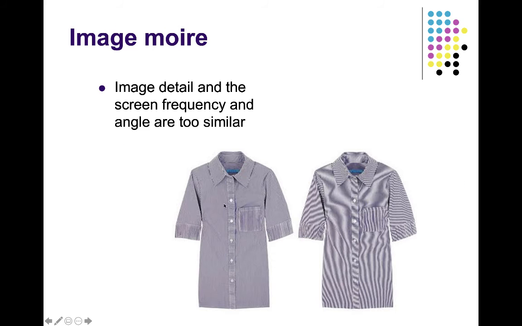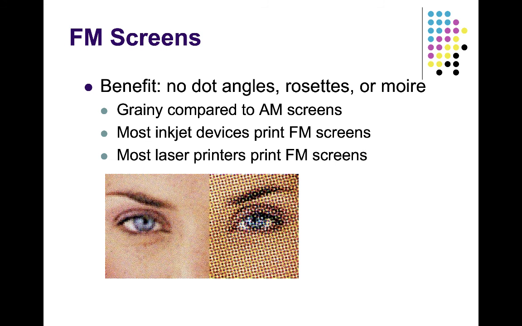Here's an example from a clothing catalog of fabric details in the image interfering with the screens. This is referred to as an image moire and is usually discovered during printing and can be a very expensive discovery. This requires changing the angle artificially at the RIP so that the moire pattern created disappears. Frequency modulated screening will not create these moire patterns. FM screening is most common on inkjet printing devices and many laser printers.